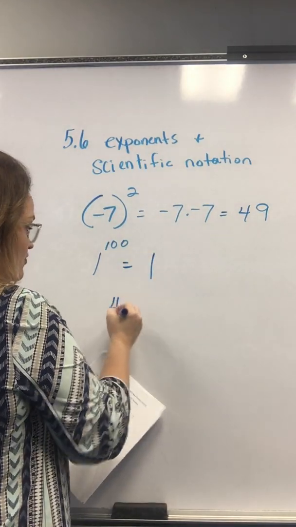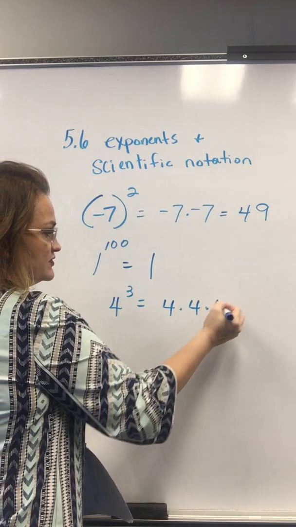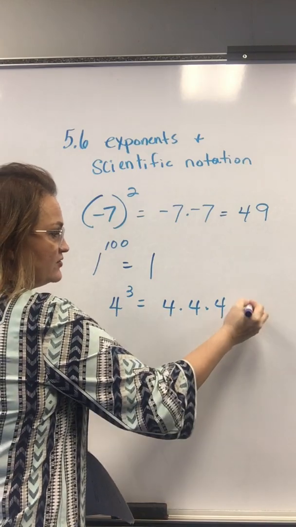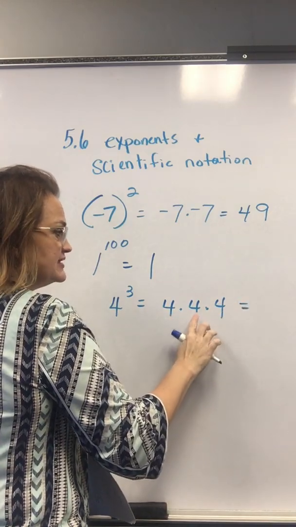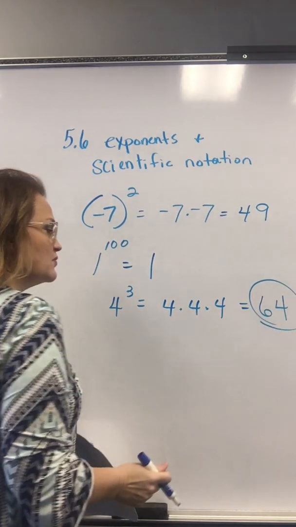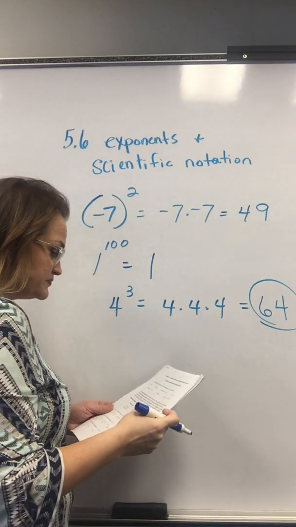The next example, 4 to the 3rd, that means 4 times 4 times 4. Again, that means 3 fours, 4, 4, 4 times together. So 4 times 4 is 16. 16 times 4 is 64. 64 there. Again, practice that on your calculator. 4 raised to the 3rd.